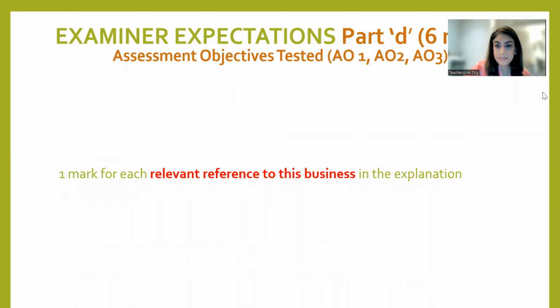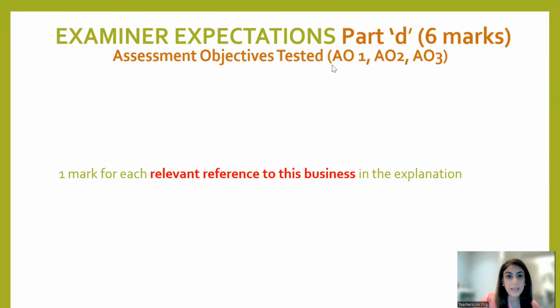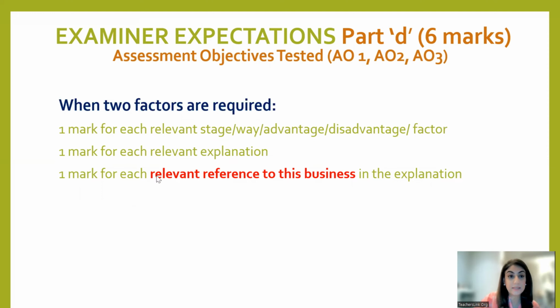Okay. Now, a similar question is the part D, which is again 6 marks, and it is asking for, let's say, again 2 factors. When 2 factors are required, that means the 6 marks are broken down into 2 segments, 3 and 3. So in those 3 marks, 1 mark, of course, is for identification. So that's your knowledge. Then the other mark is for explaining what that means. And the 3rd mark is application.